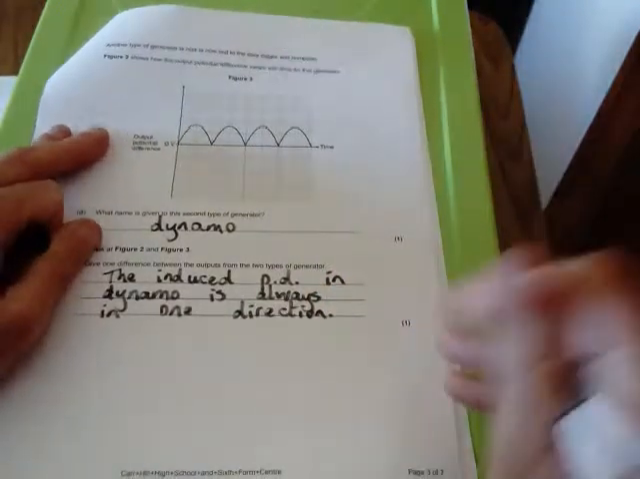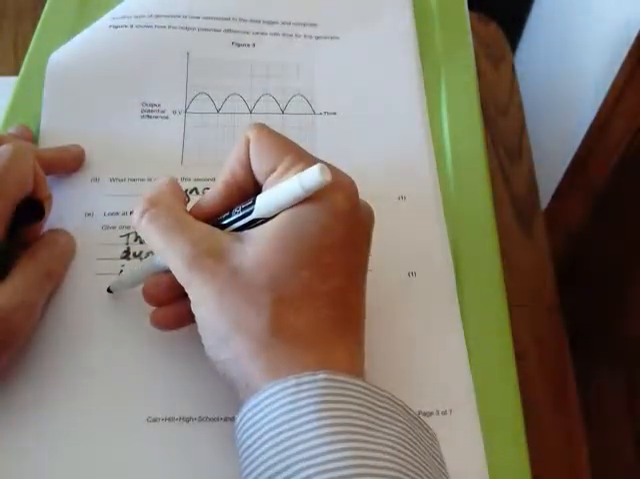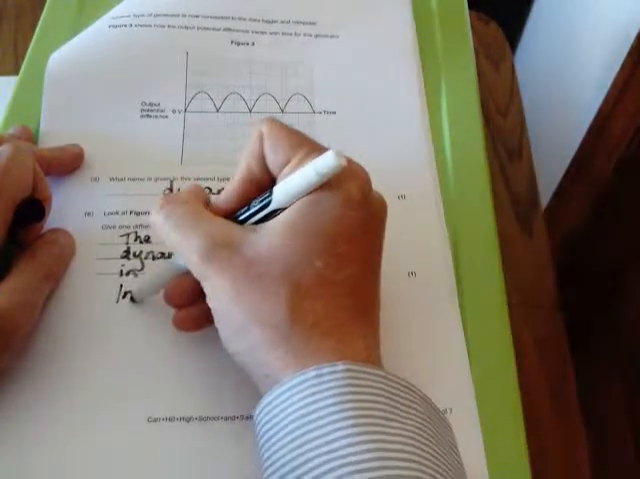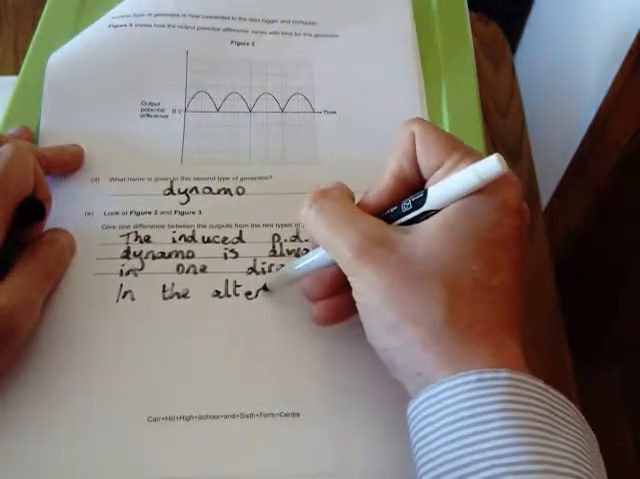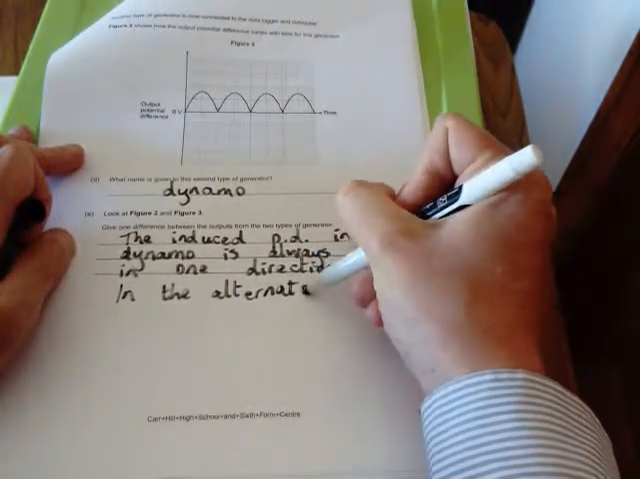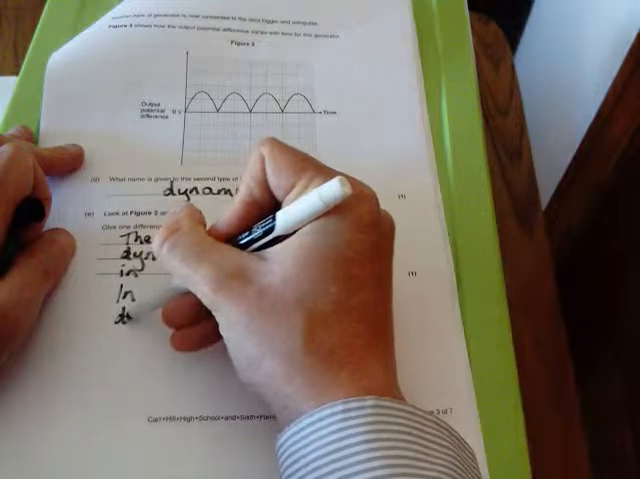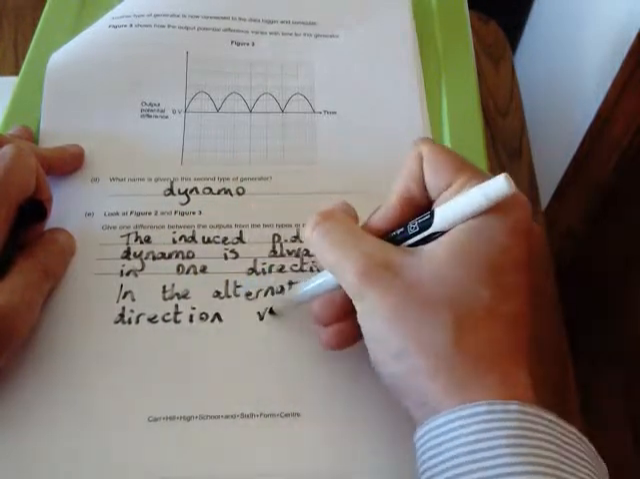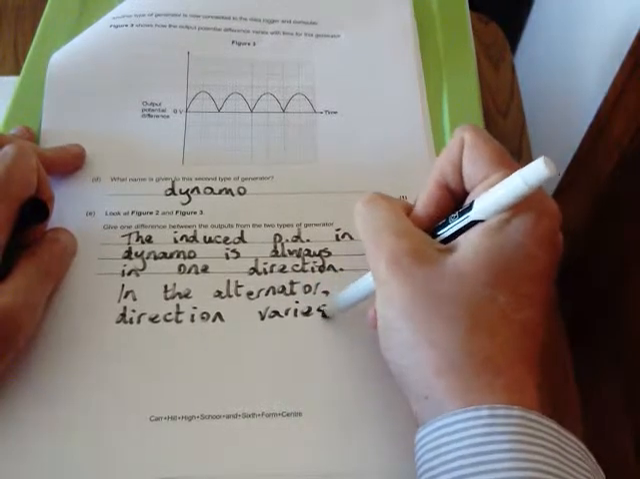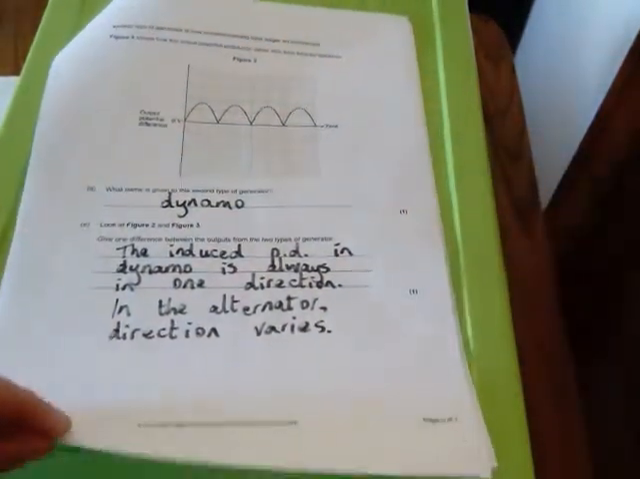And then just to be absolutely clear, even though it's only worth 1 mark, I'll put in the alternator, direction varies. That's certainly how I'd answer that question. Next question. We're nearly at the end of question 1.